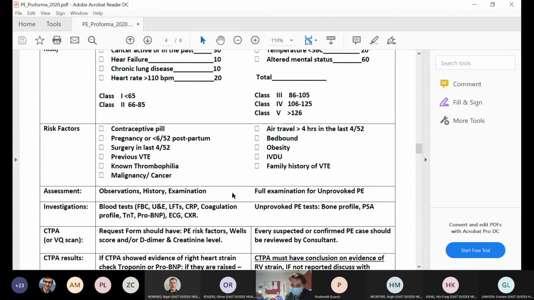With unprovoked PE, if you're thinking about cancer, basic blood tests, examination and history are the most important part. What you examine and the questions you ask are the most important part, not scanning people for every VTE or DVT. What you're asking and documenting in your notes matters: if the patient doesn't have any evidence of cancer, no symptoms, no complaints, that is good enough.